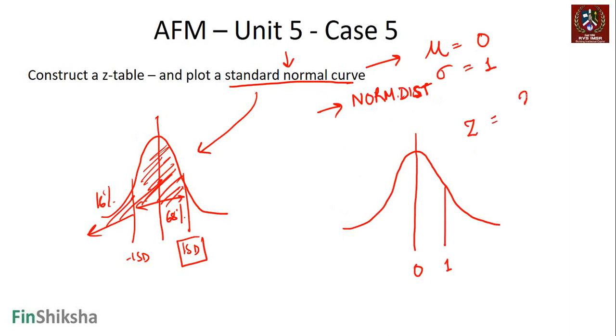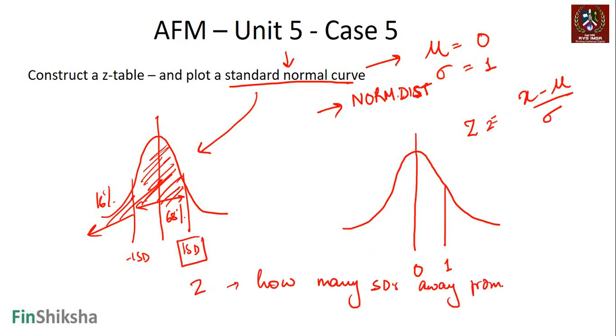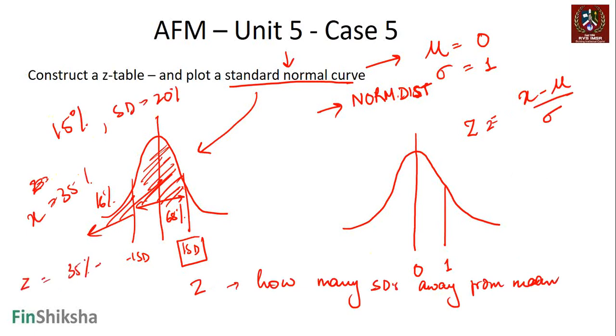So if you are given any value, x minus mu upon sigma for that particular function will give you the Z value. Z value is nothing but how many standard deviations away from the mean. Let's recap that with an example. Let's say mean is 15%, standard deviation is 20%, and x is 35%. So what is the Z value? 35 minus 15 divided by 20, that's equal to 20 by 20, so the Z value is 1.